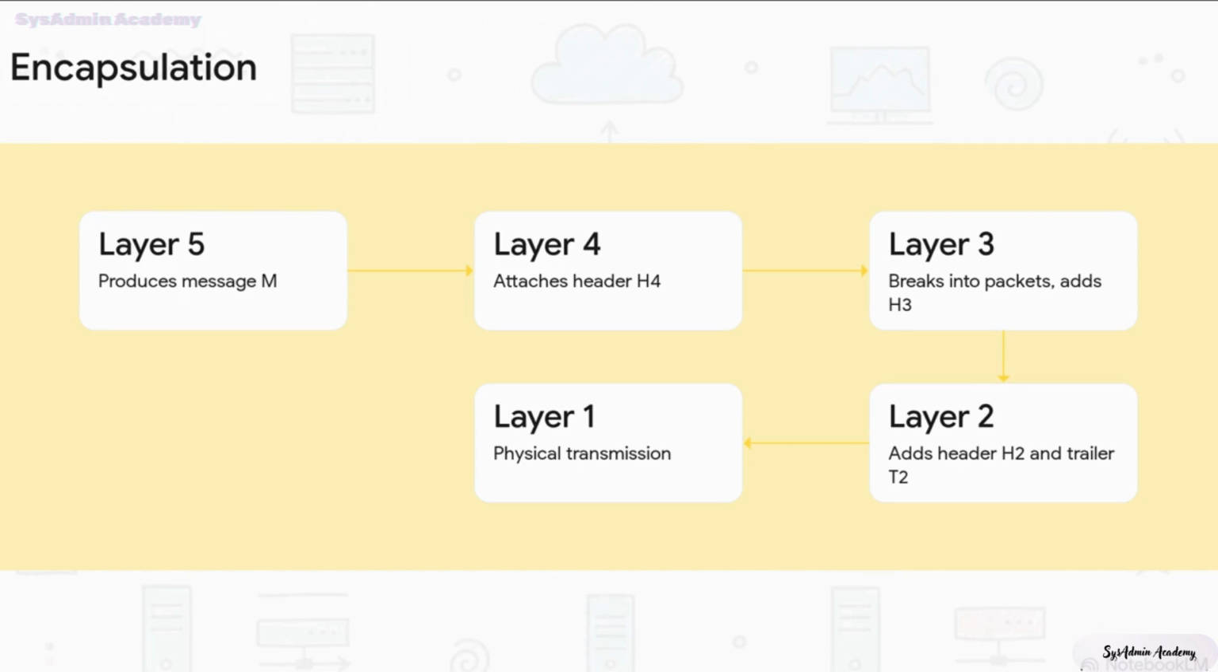Step 4, layer 2 gets these packets and adds not just a layer 2 header, H2, but also a trailer, T2, at the very end to close it out. Finally, step 5. These fully packaged, wrapped up units are handed to layer 1, where they're converted into raw physical signals and blasted across the wire.